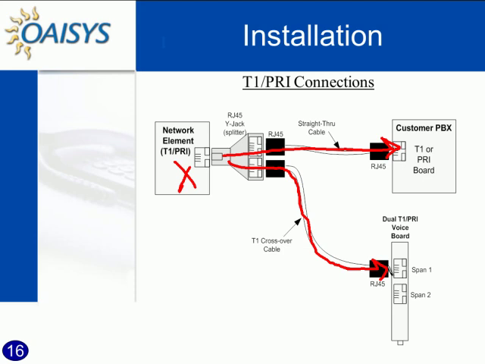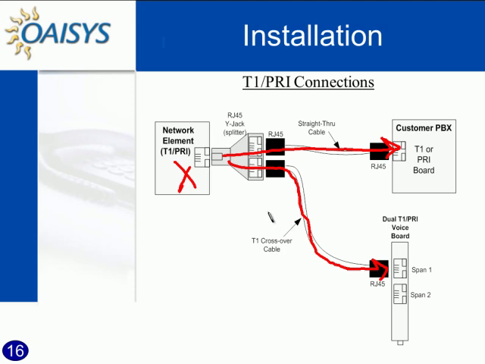It's like using a cable splitter to split the cable in your house. We're using this little RJ45, this Y-jack splitter, to split the audio line that would normally be running traditionally straight to the PBX, make a duplicate copy, send that duplicate copy down to the voice boards of the OAISYS server.